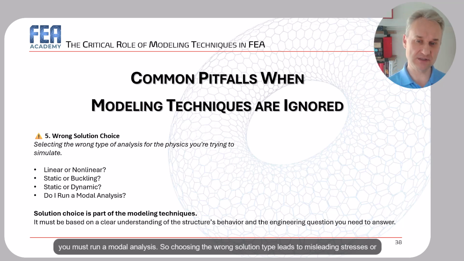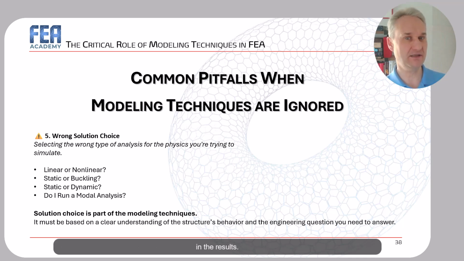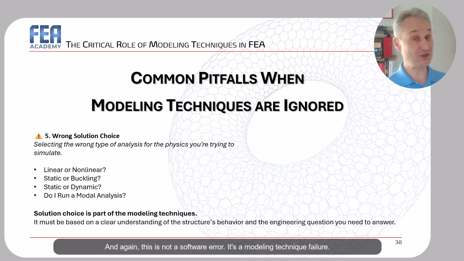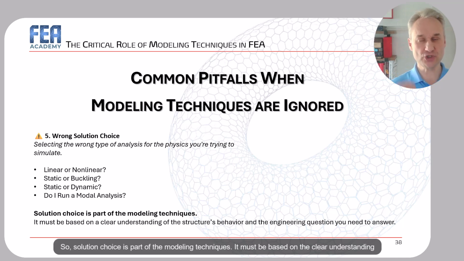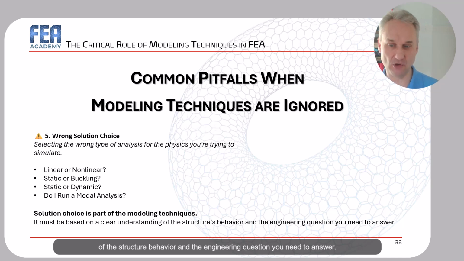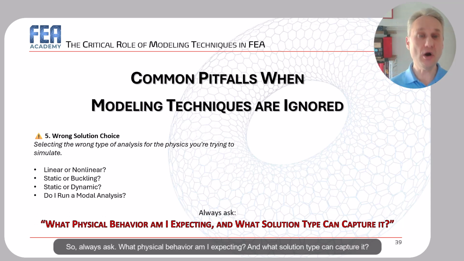So choosing the wrong solution type leads to misleading stresses or displacements, ignored failure modes like instability, for example, and a false sense of confidence in the results. And again, this is not a software error, it's a modeling technique failure. So solution choice is part of the modeling technique. It must be based on a clear understanding of the structure's behavior and the engineering question you need to answer. So always ask, what physical behavior am I expecting and what solution type can capture it?